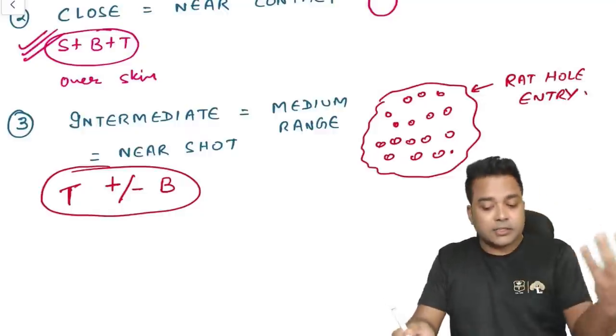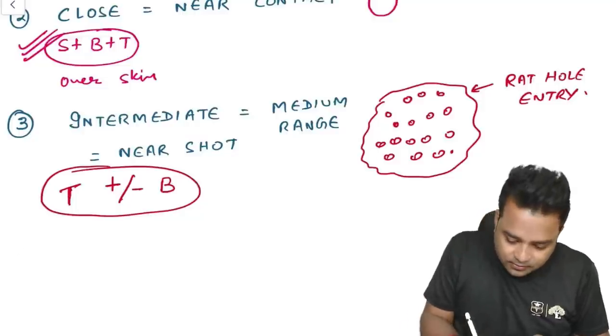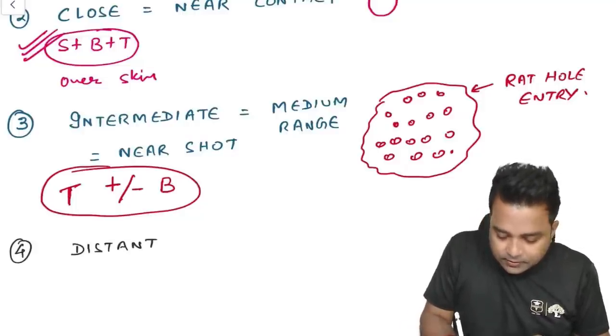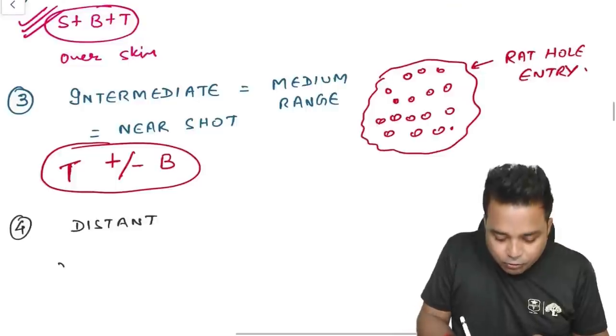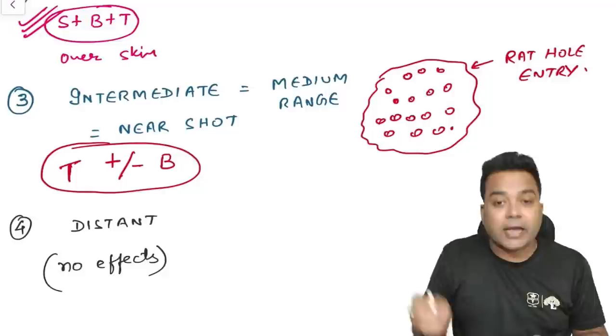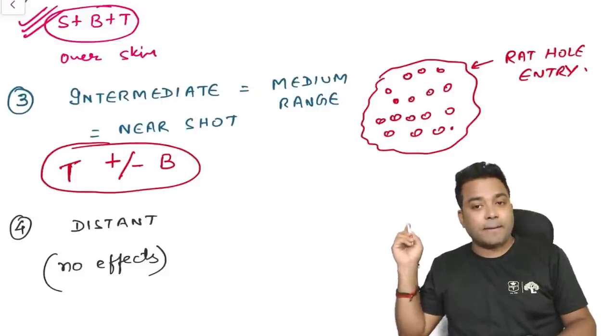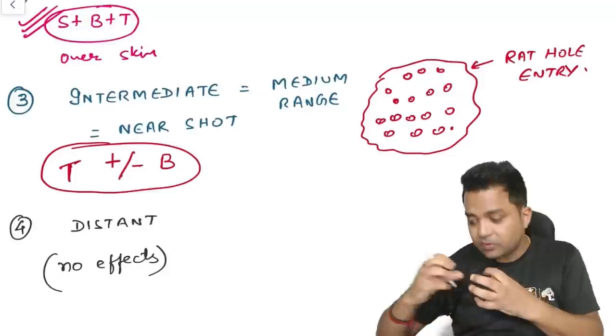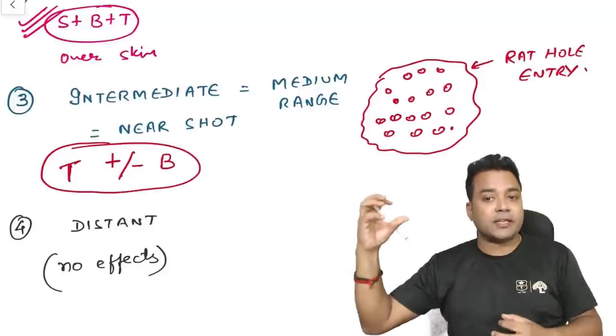And then comes distant range, the last one. Distant range for a shotgun is where no effects will be seen. Singeing, blackening and tattooing are totally absent. But the pellets will further disperse. Why? Because in terms of distance, it is more than intermediate.